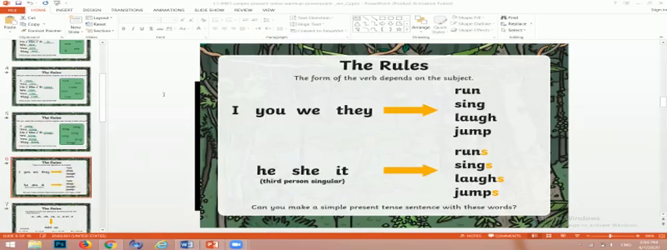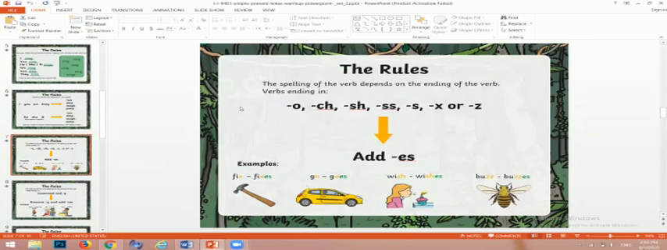Okay. Can you make a simple present tense sentence using these words? Yeah, we can make one here. Let's use the third person singular. He runs every morning. So this is a habit. He runs every morning. And here, the verb runs, we add S. We add S. Okay?